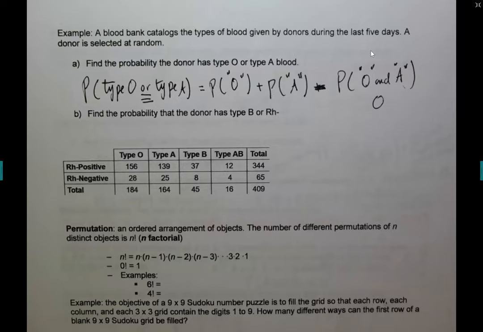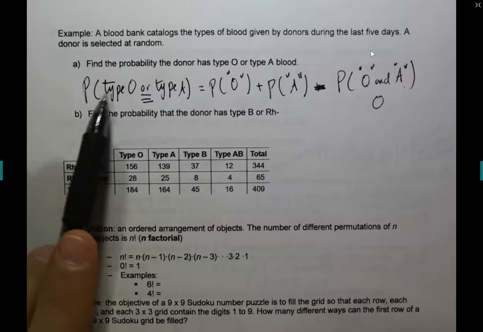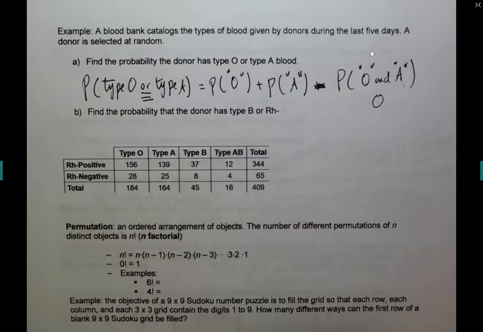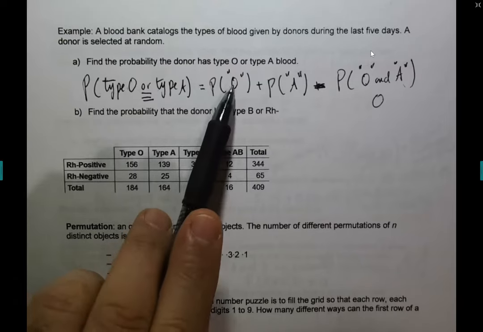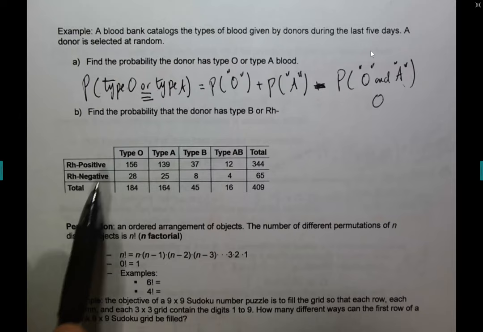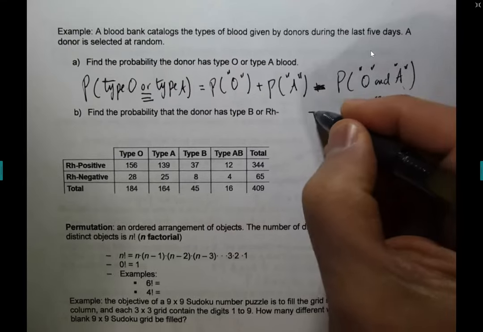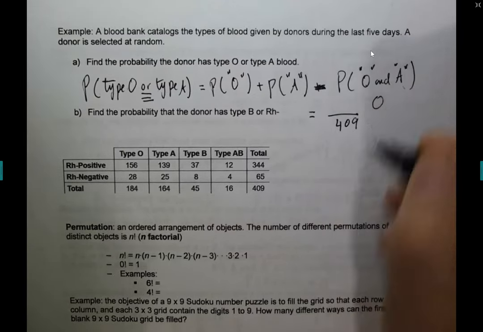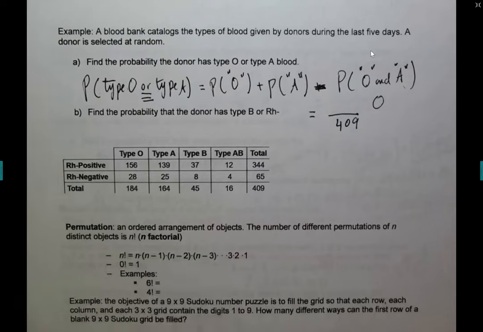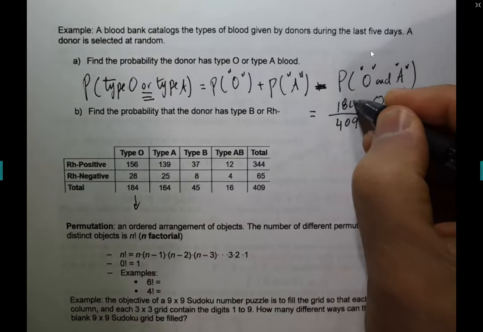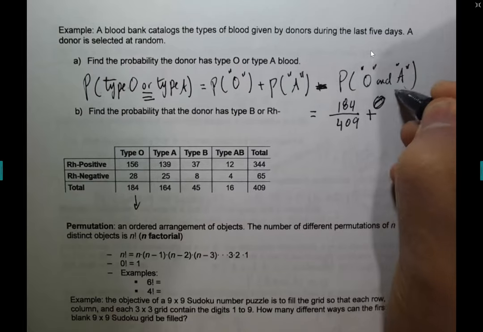So the probability of type O or type A turns out to be probability of type O plus probability of type A. Can you guys tell me what is the probability of selecting someone who has type O? Look at the table. The grand total is 409, guys. What goes in the numerator? The probability that would favor someone who is type O. 184, that is correct. That's over the grand total, guys. For type O plus zero here.